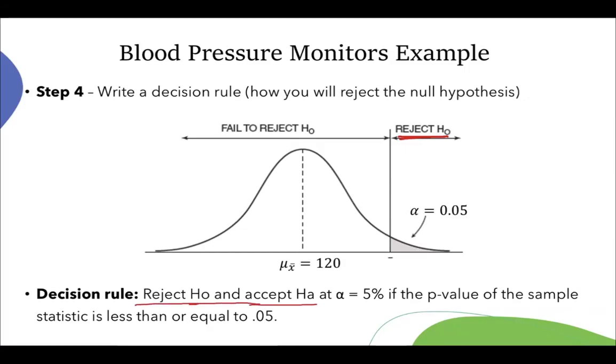There's only 2 types of conclusions. I went over in the last lecture. This is the type of conclusion where you reject the null hypothesis. Reject H0 and accept HA at a significance level of 5% if the p-value of the sample statistic is less than or equal to 0.05. So our p-value could end up smaller than 0.05. It could end up bigger than 0.05. If it's smaller than 0.05, our decision rule tells us reject the null hypothesis and accept the alternative.